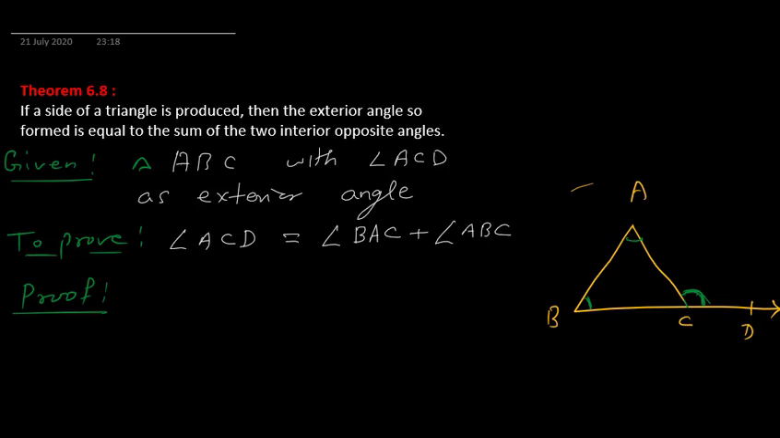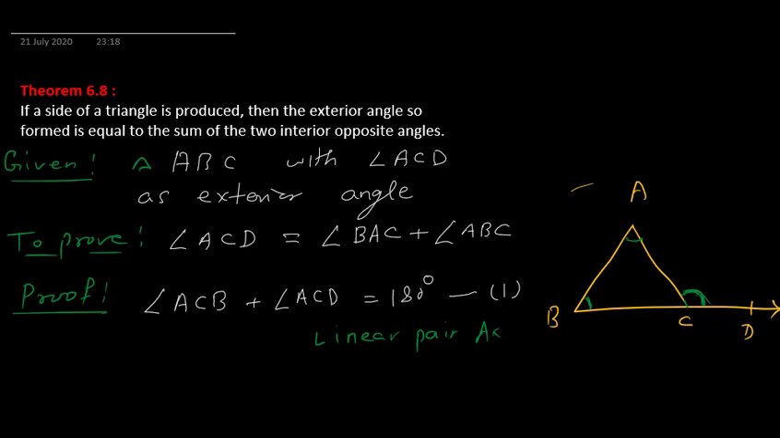Now here, if you see angle ACB plus angle ACD, you will get their addition as 180 degrees, right? What is the reason? You will say linear pair axiom, they are in linear pair. So linear pair axiom, right?